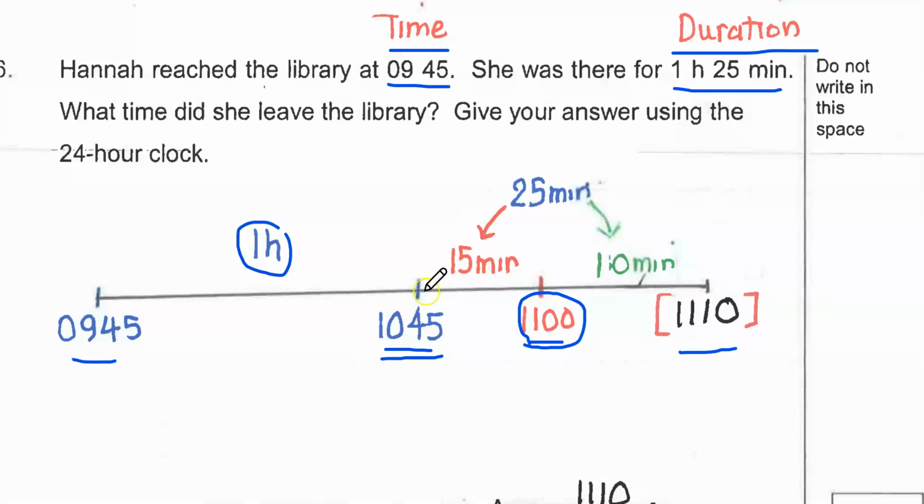So you manage to find that from 45 over here, you need 15 minutes to reach here. So 25 minus 15 gives you 10. So 10 minutes after 11 is 11:10. 11:10.